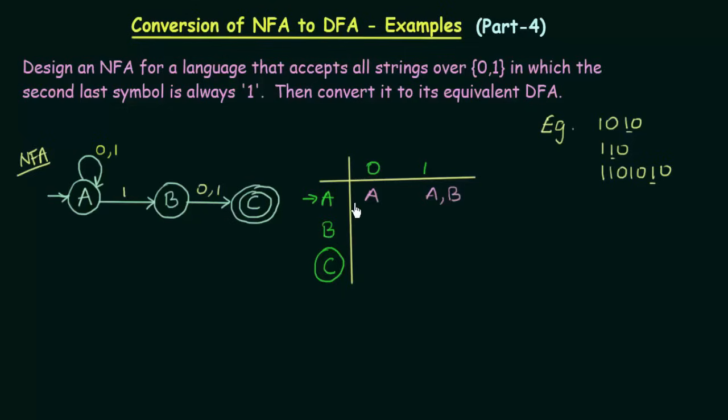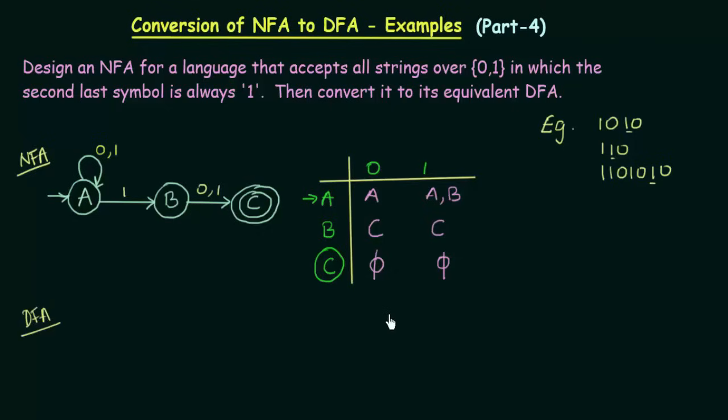Let's come to state B. B on getting input 0, where does it go? It goes to C. And B on getting input 1, where does it go? It goes to C. Okay, and coming to state C. C on getting input 0, where does it go? It goes nowhere. And C on getting input 1, it again goes nowhere, so we mention it as phi. That means it does not go anywhere. Okay, so now we have completed the state transition table for the NFA. Now we will try to design its equivalent DFA.